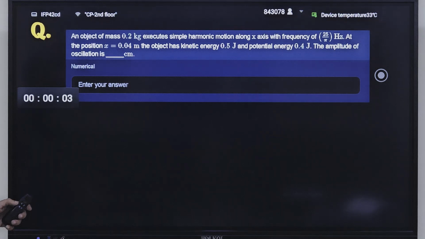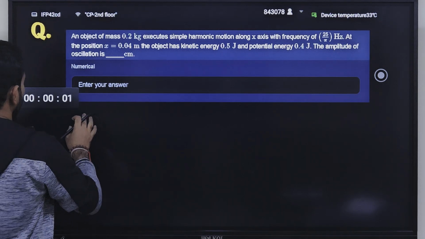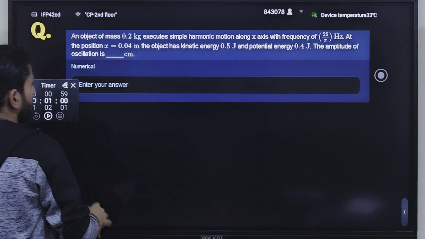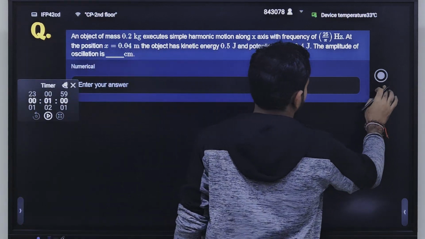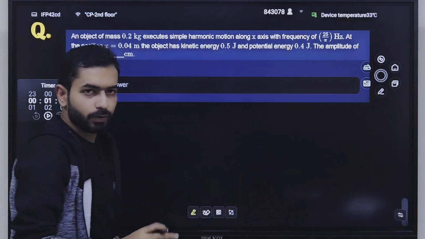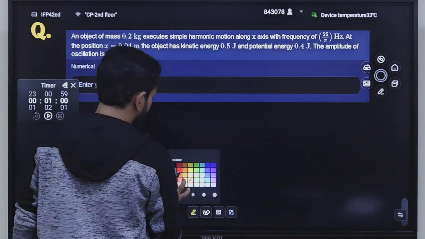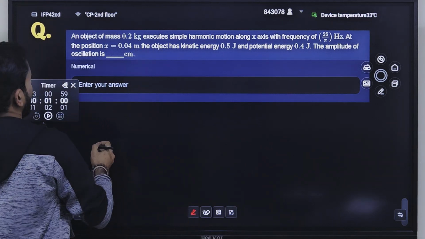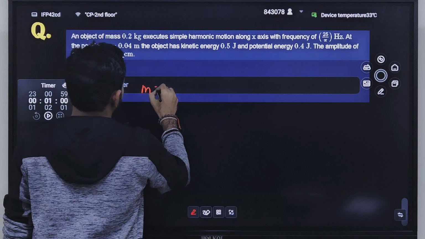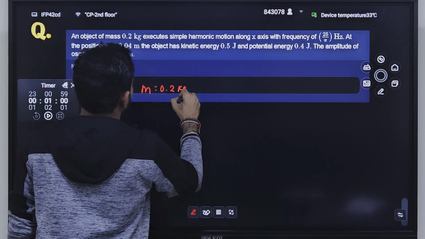Is it done? Done. Now check what the values are. Firstly, in every single question we are following the same steps. Here also we are going to follow the same kind of steps. An object of mass, what is given? Mass is given, 0.4 kg.